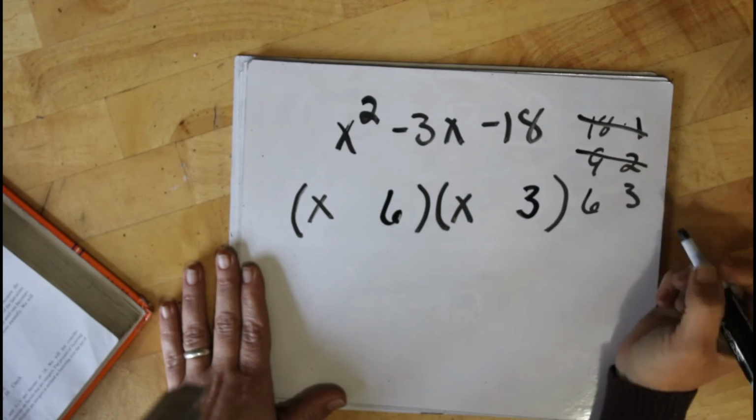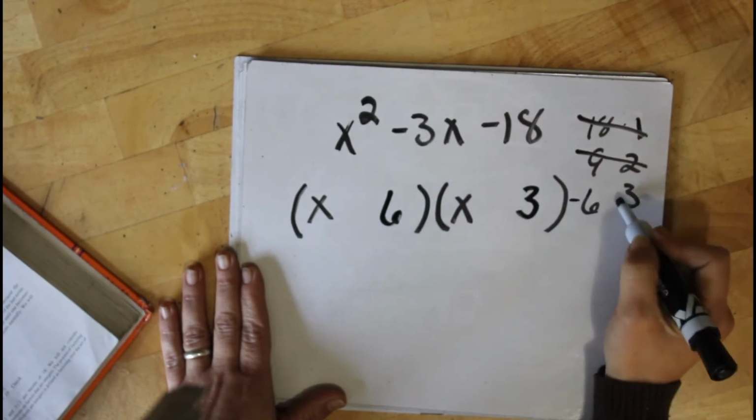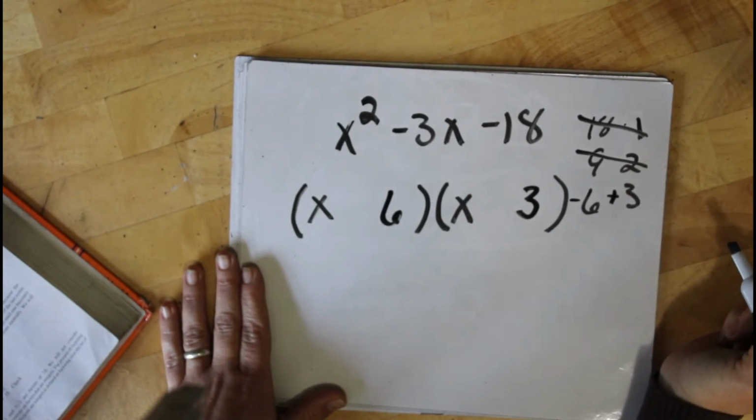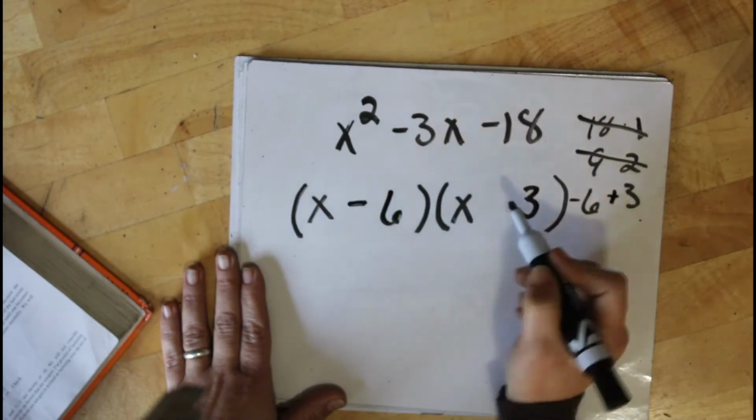Now, which one needs to be negative and which one needs to be positive? Well, we have negative 3, so the 6 needs to be negative. And the 3 is positive because negative 6 and positive 3 is going to make negative 3.